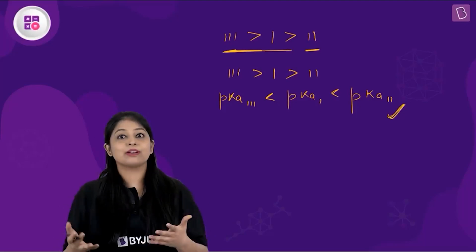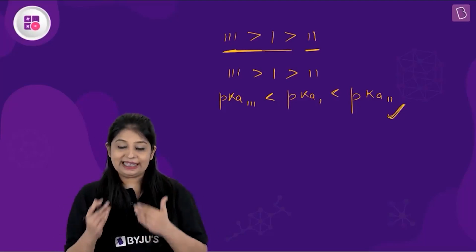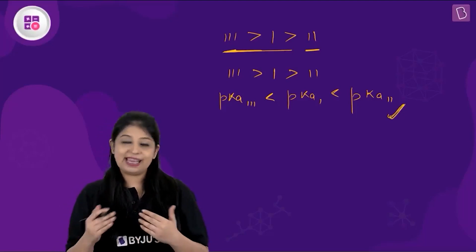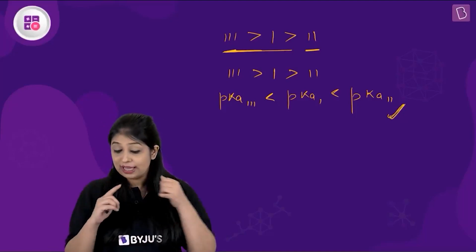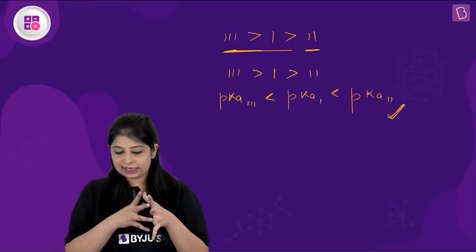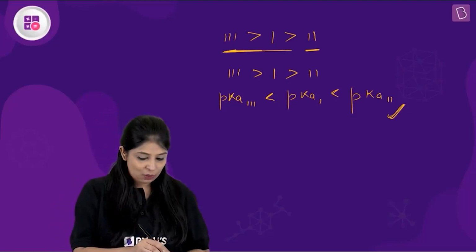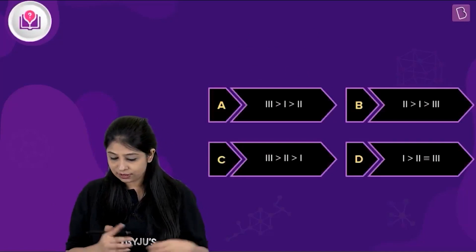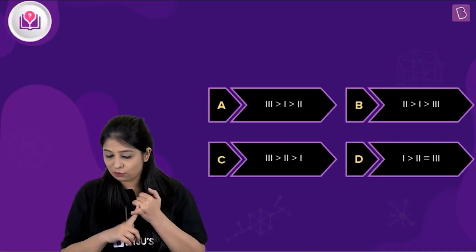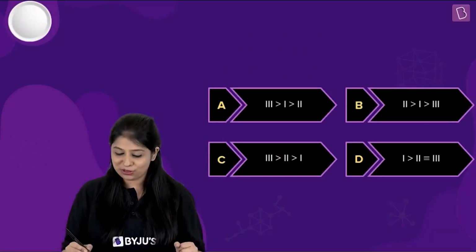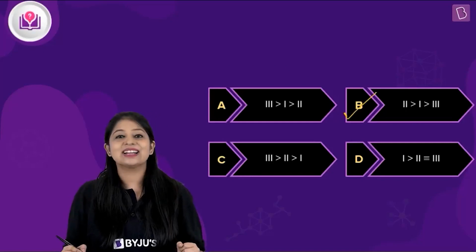And this is what we wanted to find out. We wanted to find out the decreasing order of the pKa values of the 3 compounds. So the pKa value of compound 2 will be highest, followed by compound 1, followed by compound 3. Let's see which option it matches. 2 highest, followed by 1, followed by 3. Well, that is option B, which is our correct option.